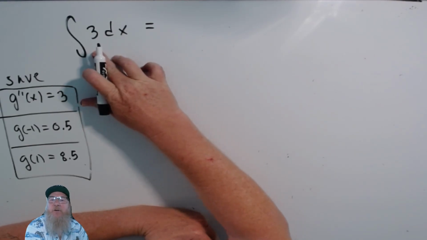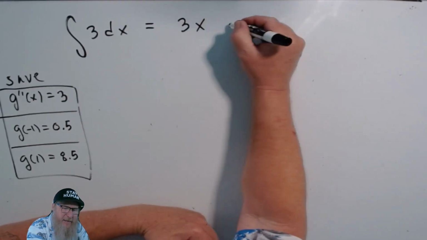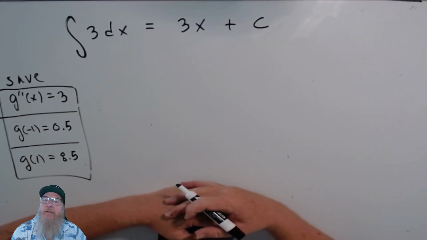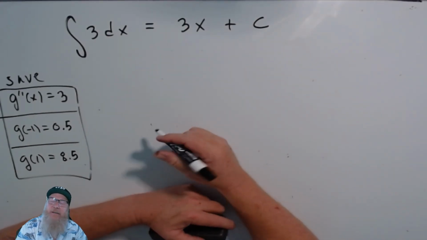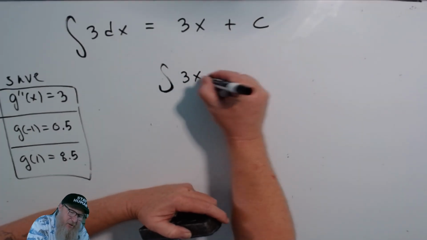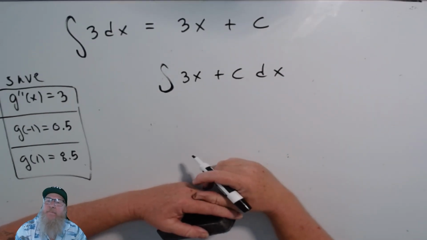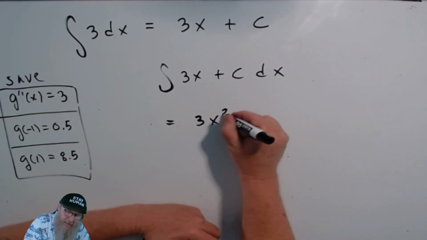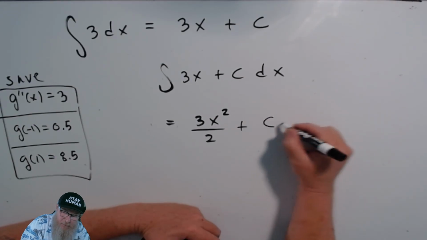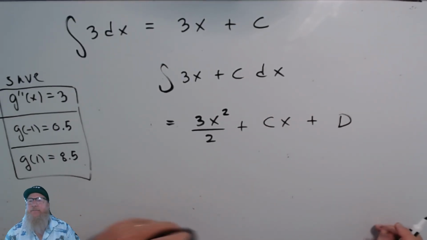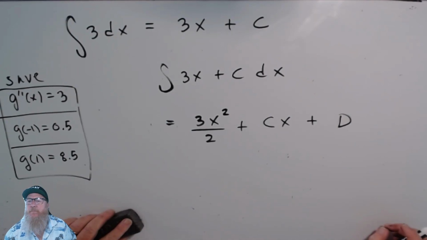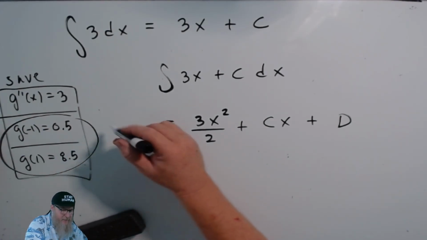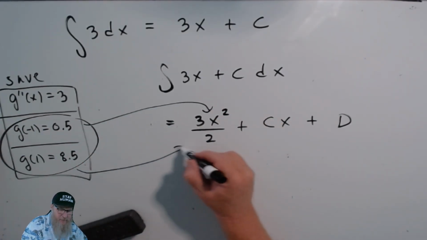So what is the integral of 3? That is 3x plus c, right? That was pretty easy. So that is our first derivative. Now we're going to take the integral of 3x plus c, which will be 3x squared over 2 plus cx plus d. And we will plug in both of these points one at a time.